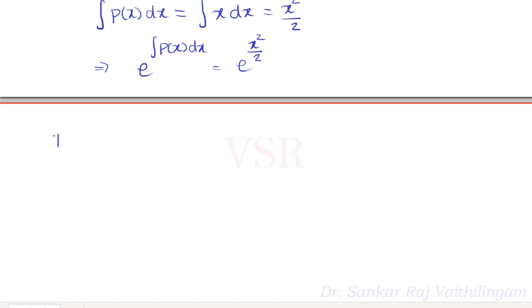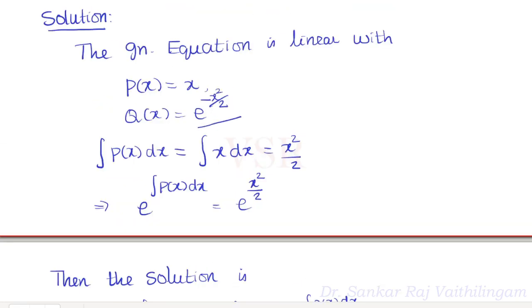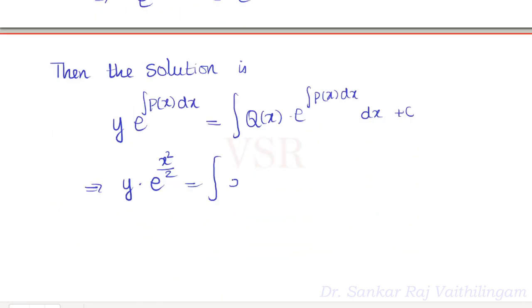Then the solution is, y into e to the power integral of p of x dx, formula மறுபடியும் எழுதிக்கோங்க, which is equal to integral of q of x into e to the power integral p of x dx plus c. இதான் solution. அப்போ this implies that y into e to the power x square by 2 which is equal to integral of q of x, which is e to the power minus x square by 2. அப்போ we'll have e to the power minus x square by 2 into e to the power x square by 2 into dx plus c.